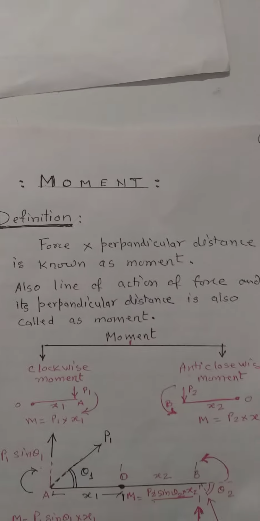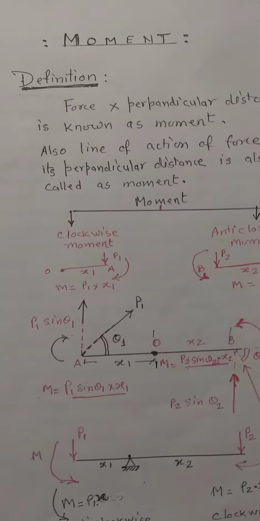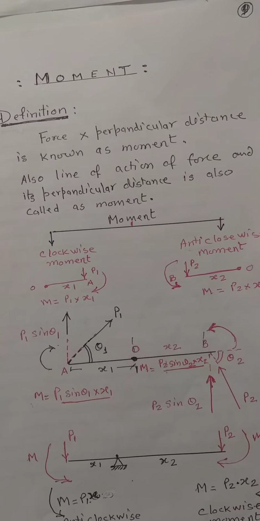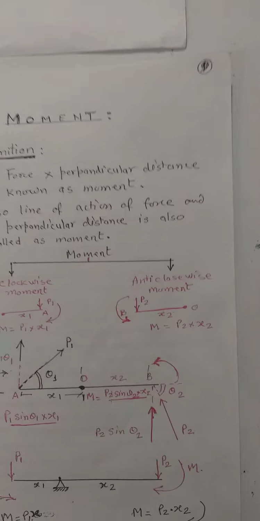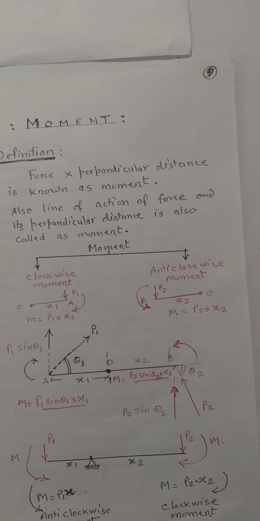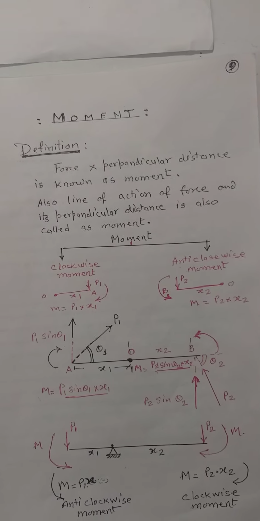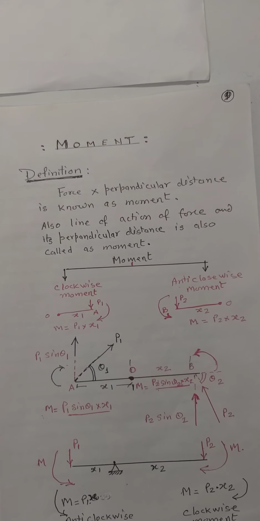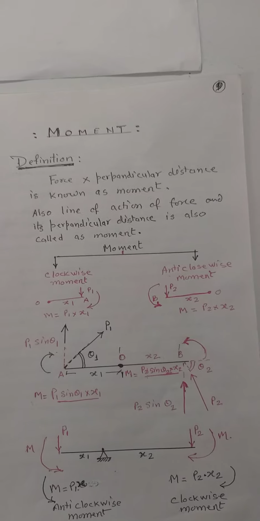After this, we will switch over to a new topic that we call moment. Moment is nothing but force into perpendicular distance. Force into a perpendicular distance is called a moment. Or the line of action of the force, which is perpendicular to some object, when multiplied by that distance, is also called a moment.